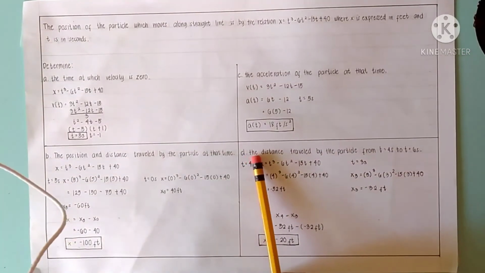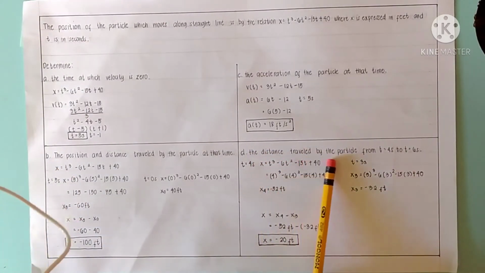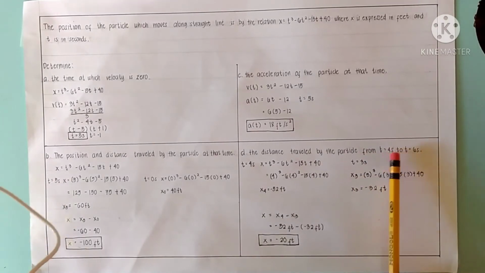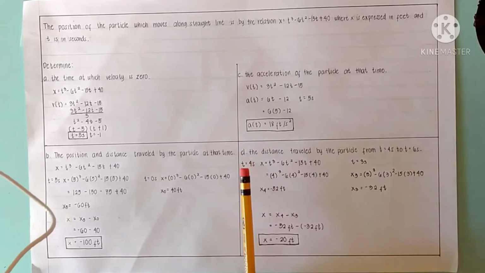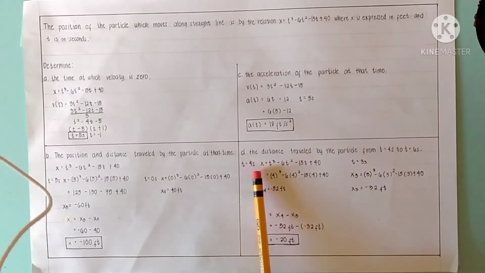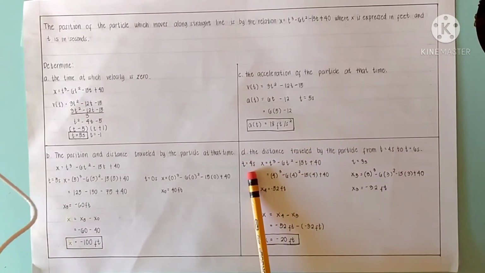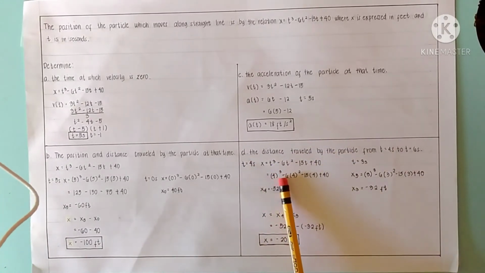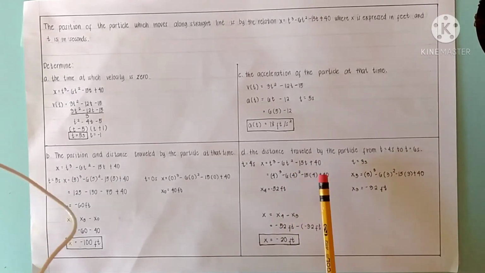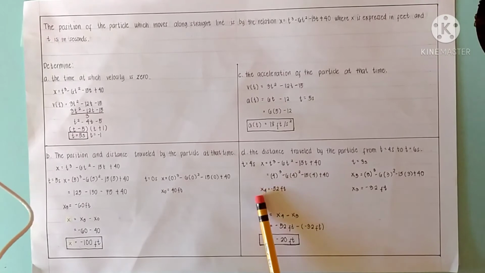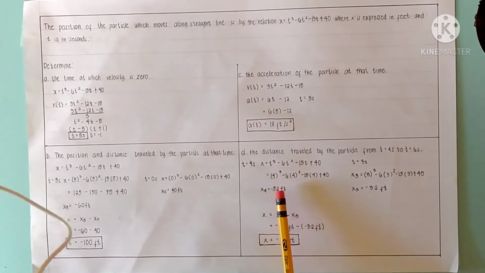So, let's proceed to problem letter D, the last problem: the distance traveled by the particle from t equals 4 seconds to t equals 6 seconds. What we will do here is substitute the time into the distance equation. We have a time of 4 seconds, so we just substitute: 4 raised to 3 minus 6 times 4 raised to 2 minus 15 times 4 plus 40, which gives us the value of x at the time of 4 seconds equals negative 52 feet.